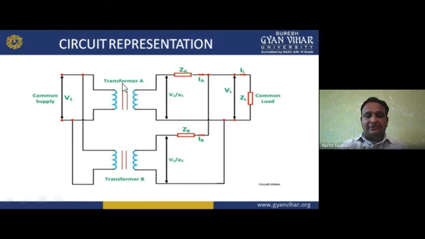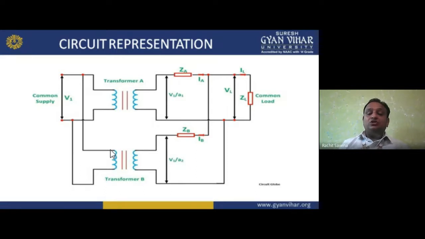Okay, now see here. The common supply we are getting is V1 here, that is the primary of transformer A. We can say primary and secondary. So this is the primary of transformer A, secondary of transformer A, primary of transformer B, secondary of transformer B. So they are connected in parallel. Why are they connected in parallel? Because we want to increase the voltage level. So we can say V1 plus V2. V1 is from the primary and V2 is from the secondary.